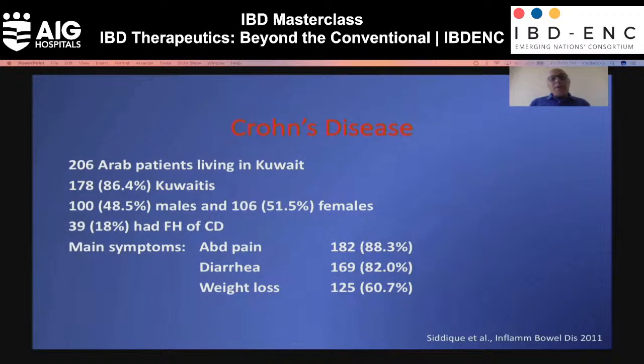The same group from Kuwait University published another article about Crohn's disease, where 206 Arab patients living in Kuwait were included. 86% were Kuwaiti, and the others were Arabs, mainly Egyptians, Syrians, and Lebanese. Again, as you can see here, there is no difference between males and females. What is new here is the family history. About 20% of the included patients had a family history of Crohn's disease. The main symptoms of the disease were abdominal pain, diarrhea, and weight loss.